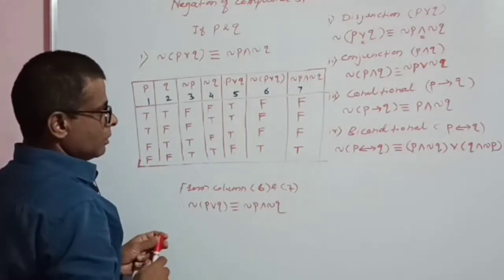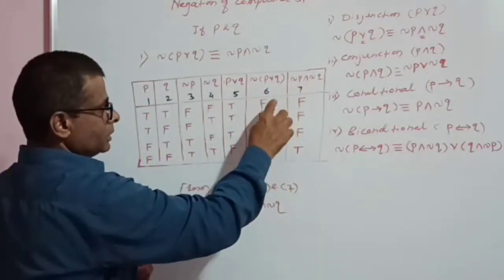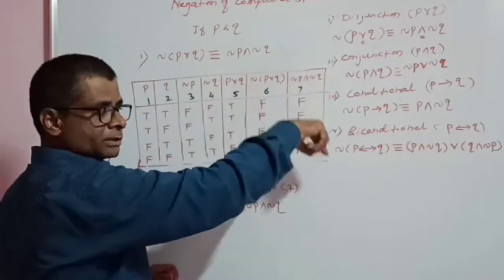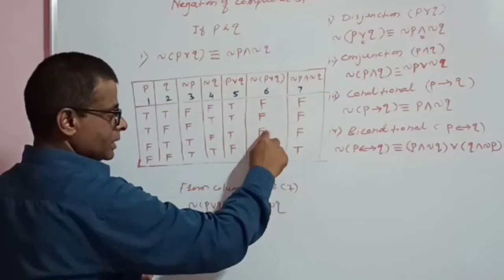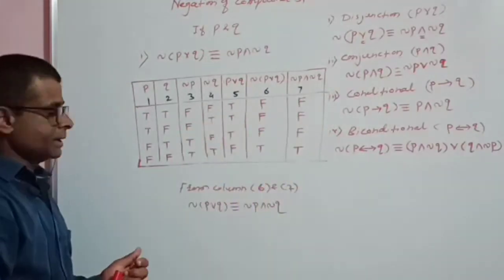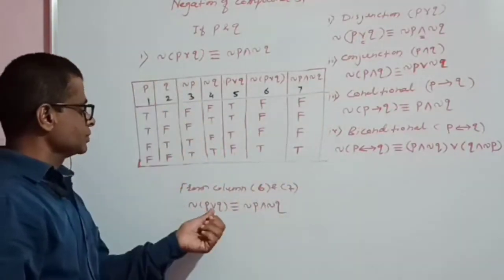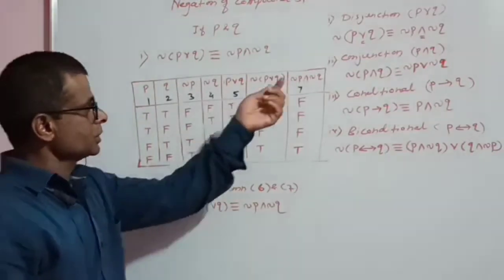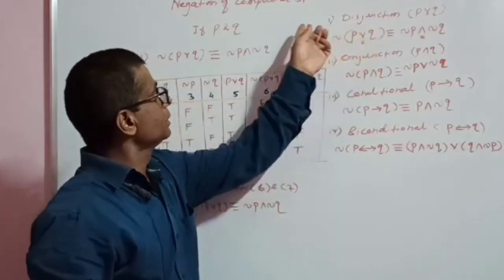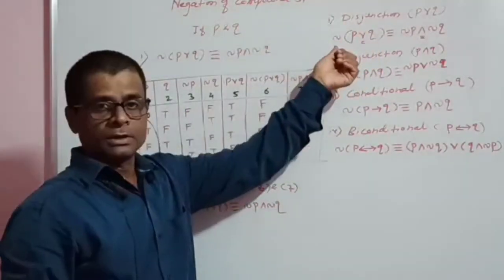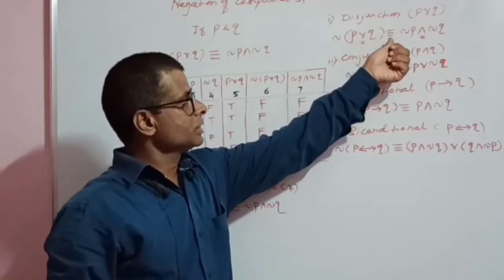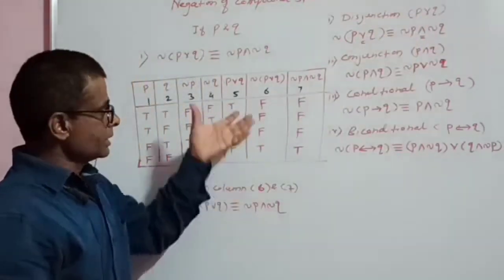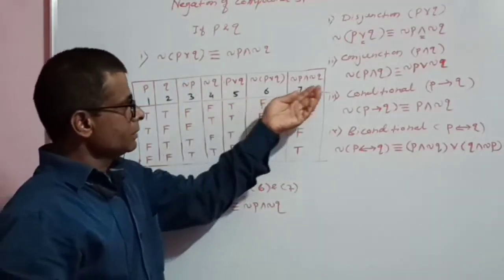So now you observe the truth values of column number 6, the left hand side statement pattern, and column number 7, the right hand side statement pattern. Their corresponding truth values are what? Identical. So we can say that negation of P disjunction Q is logically equivalent to negation of P conjunction negation of Q. Therefore, this is the rule. The rule is important for the negation of compound statements. So like that we can prove even these negations by using the truth tables.